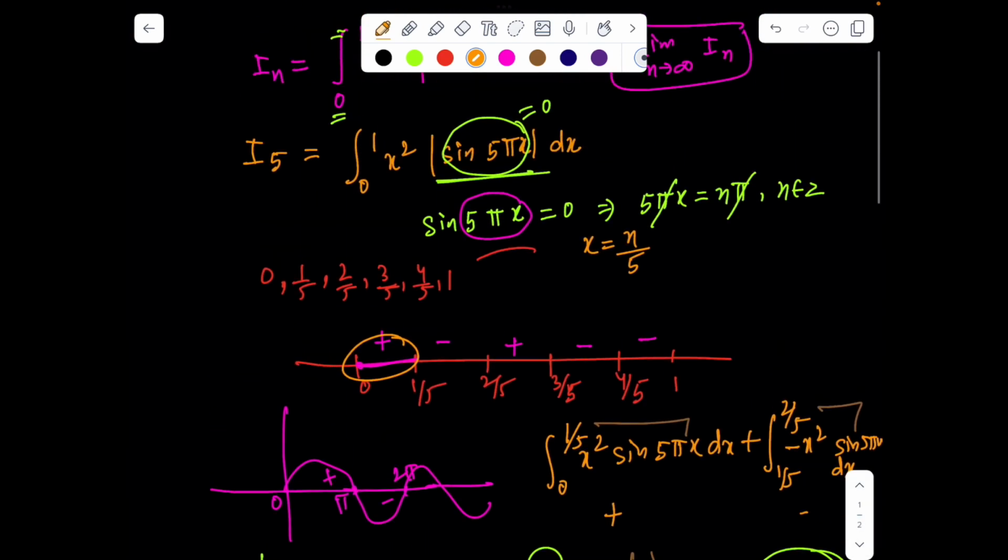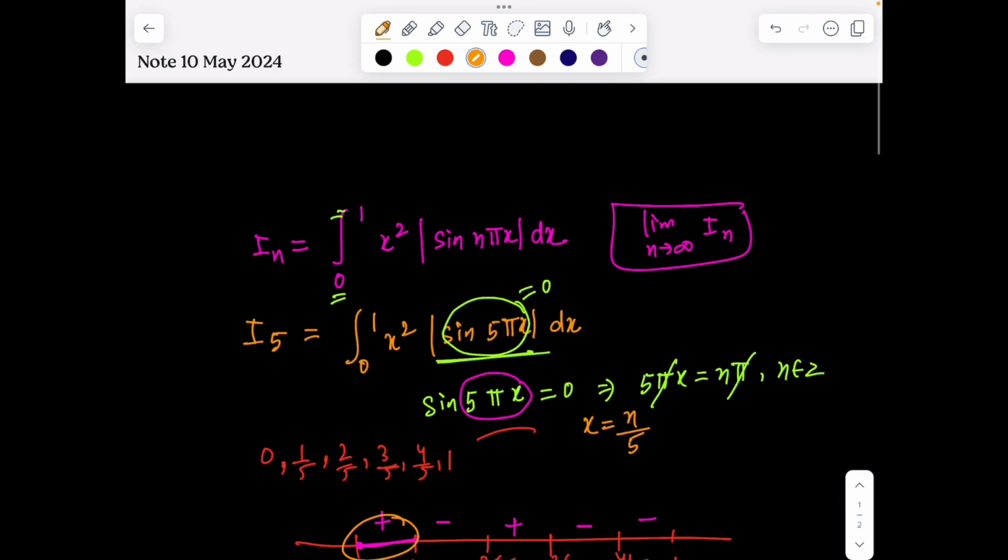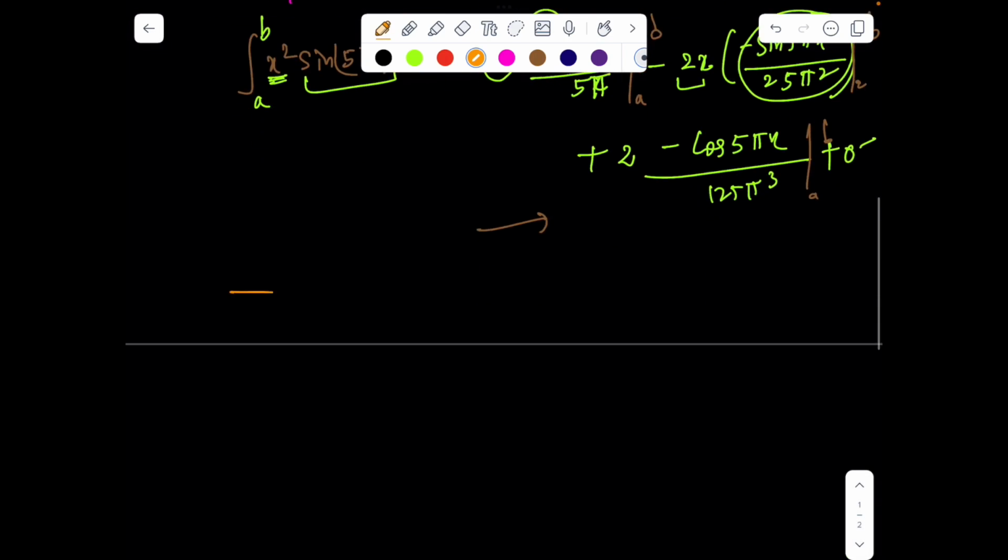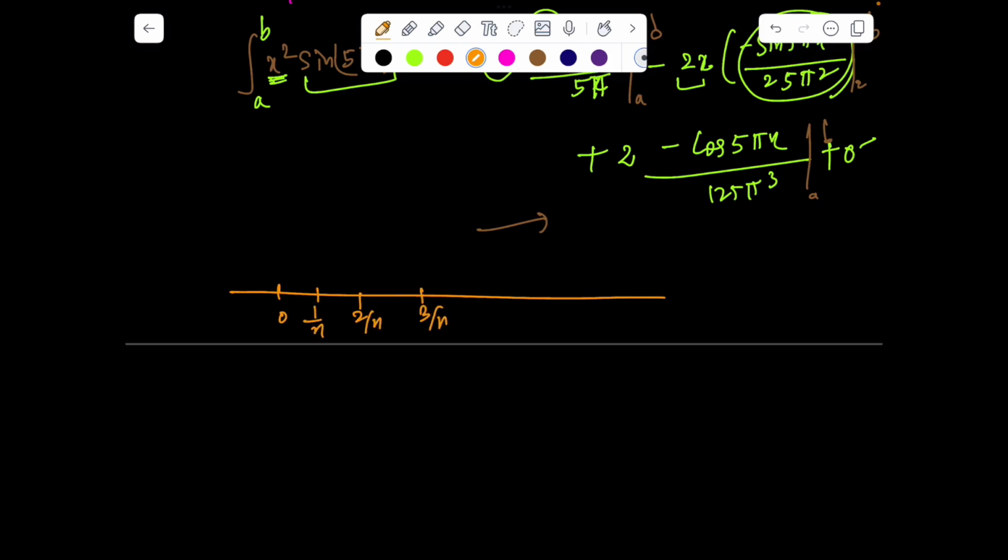Instead of breaking at 0, 1 by 5, 2 by 5 when n equals 5, we can now break in a generalized way. So for a general n, we'll have breakage points 0, 1 by n, 2 by n, 3 by n, and so on up to n minus 1 by n, and the last will be 1.